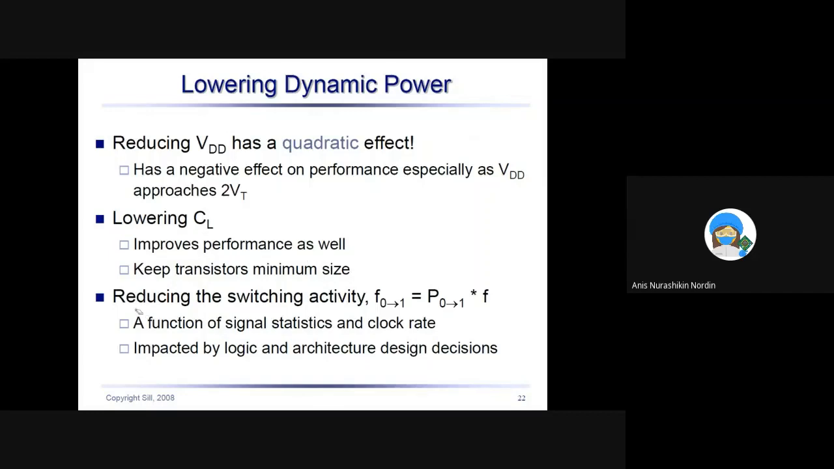Okay, the final method is to reduce the switching activity, which is the frequency. How do you reduce the switching activity? You can reorder the signals, like what we explained last week, and you change the clock rate. This depends on the logic and the architecture.